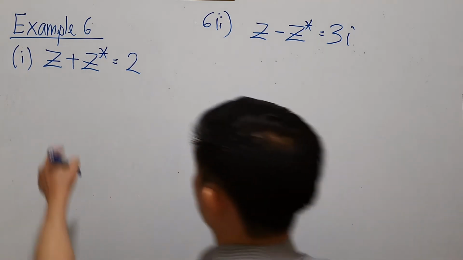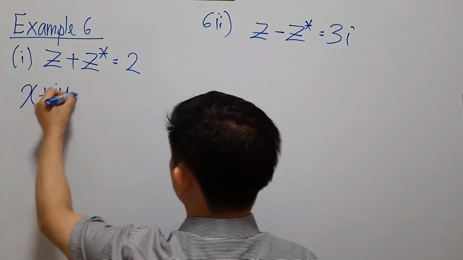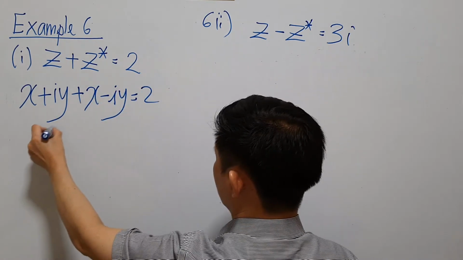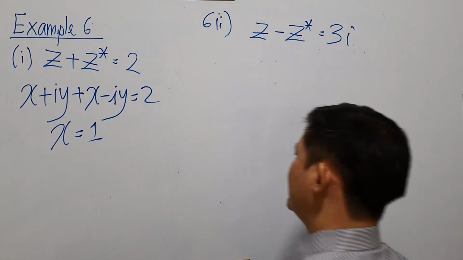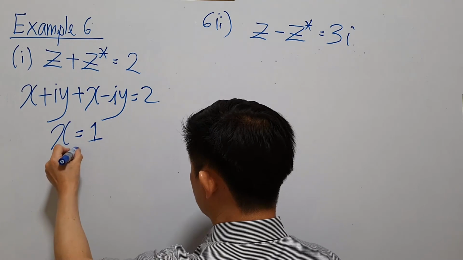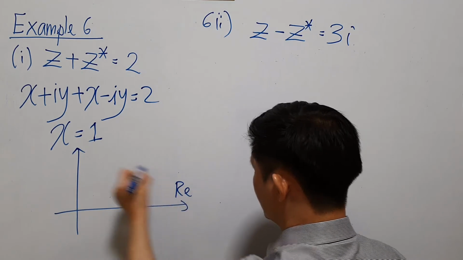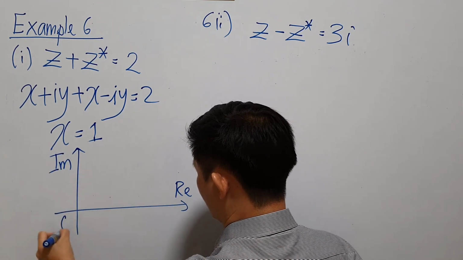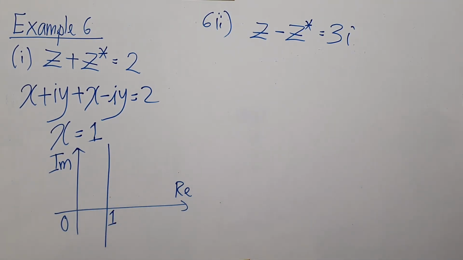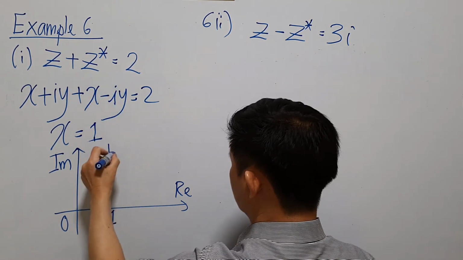So when that happens, like example 4, we can actually try to convert them into the Cartesian equations. How do we convert? Again, we put the z as x plus iy. For the z conjugate will be x minus iy, then from here you get x is equals to 1, right? So therefore, to draw this locus, it will be just like this. This is the real axis, imaginary axis, origin. This is your line x equals 1.